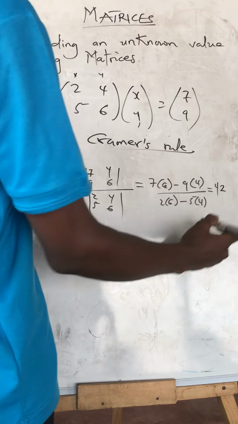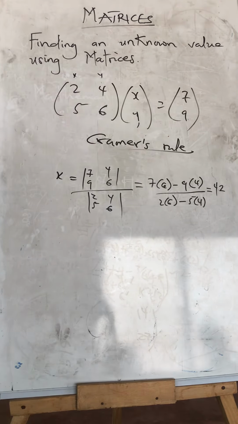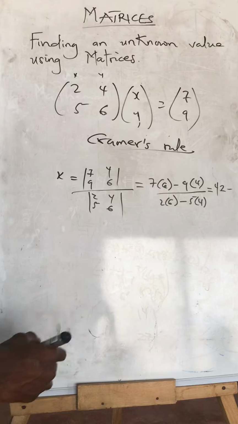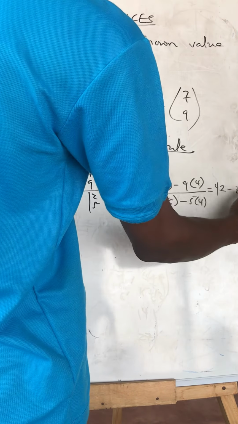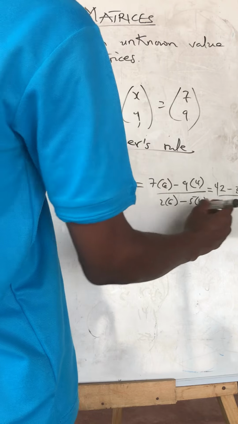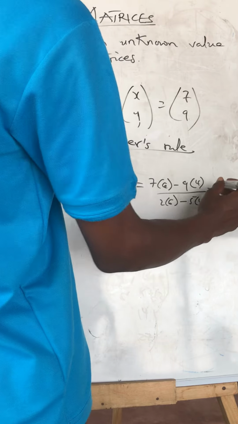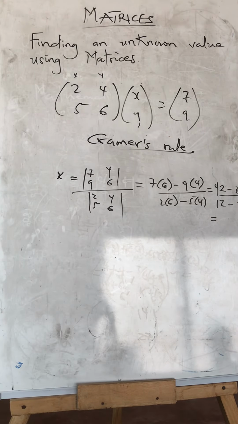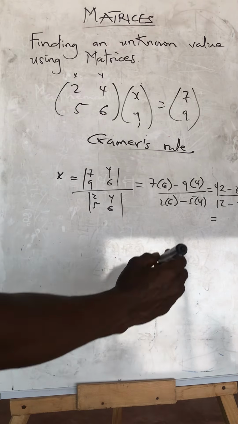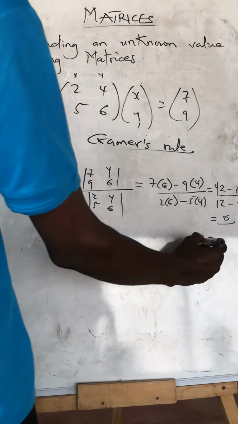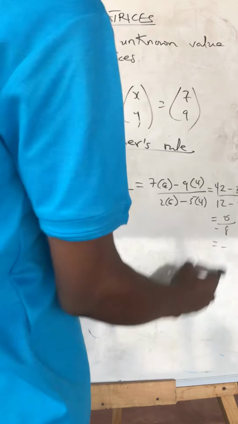It gives me 42. 7 times 6 gives me 42. And then 9 times 4 gives me 36. And 2 times 6 is 12, 5 times 4 is 20. So 42 minus 36 gives me 6. But 12 minus 20 gives me negative 8. The negative affects the whole fraction.